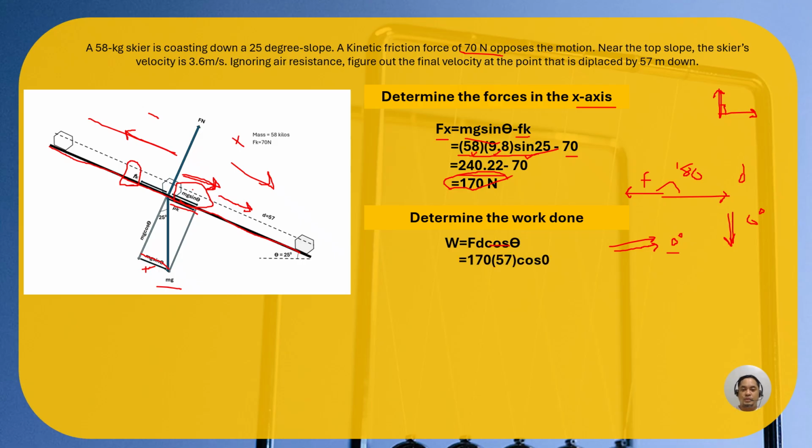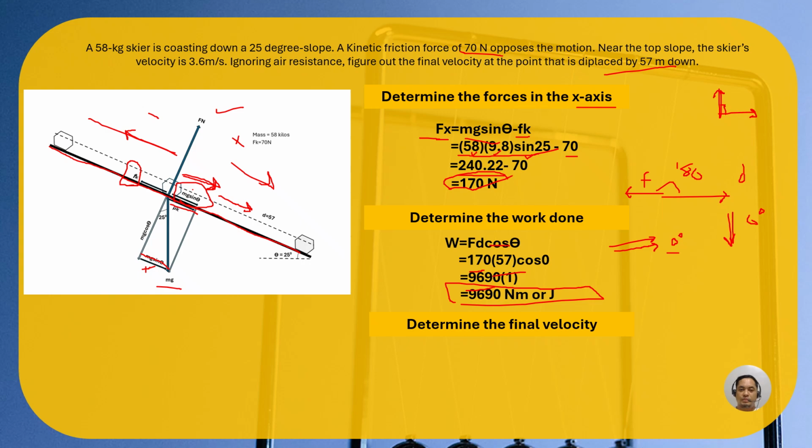So the force, we will be using 170 from the net force in the x-axis, and we have 57 as the displacement according to the problem. And we have cosine 0, that's going to be 1, right? So 170 times 57, that's 9,690. Multiplied by 1, it will give you 9,690 Newton meter, or you can have joules. That's the amount of work in this scenario.